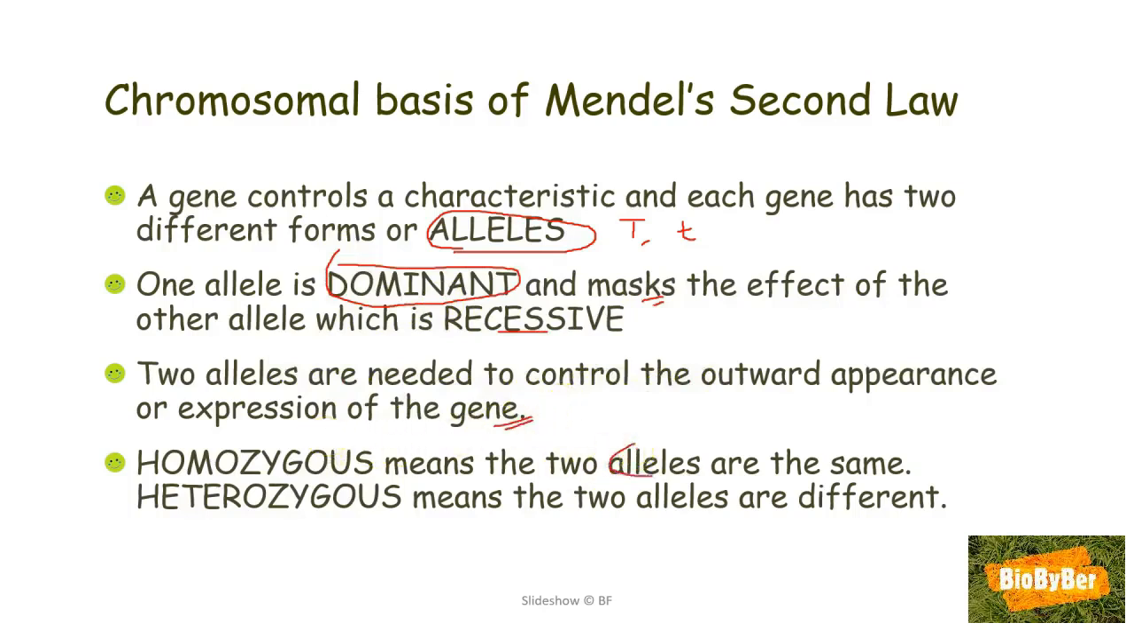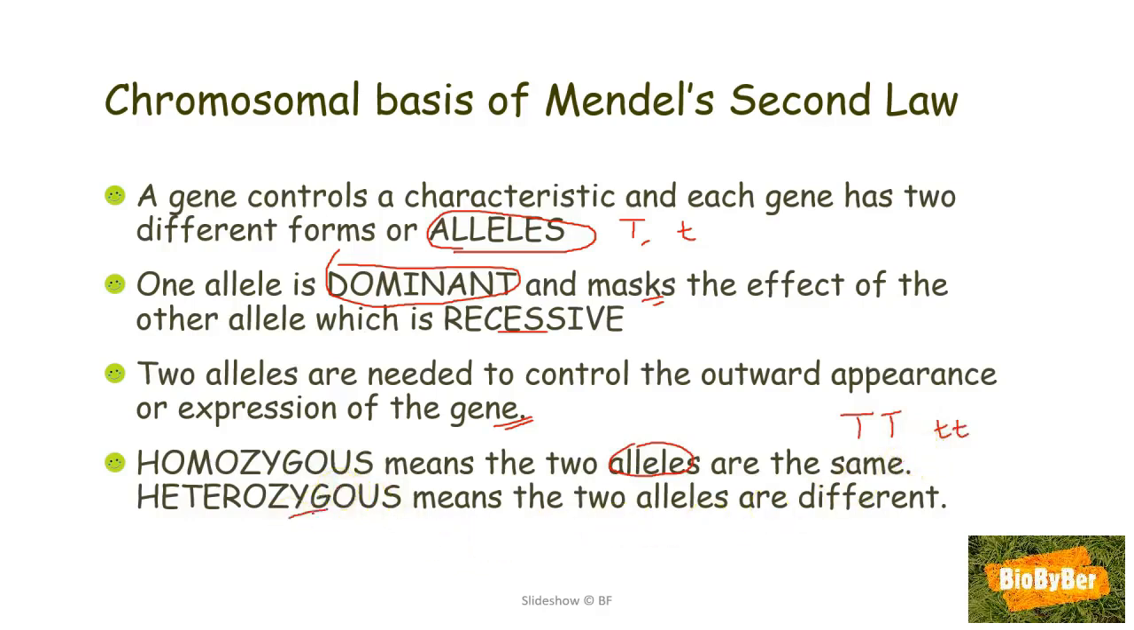Homozygous means that the two alleles are the same. So if you are tall, your genotype, or the type of genes you would have, is represented by big T, big T. And if you are small, your genotype, or your genes, would be represented by small t and small t.